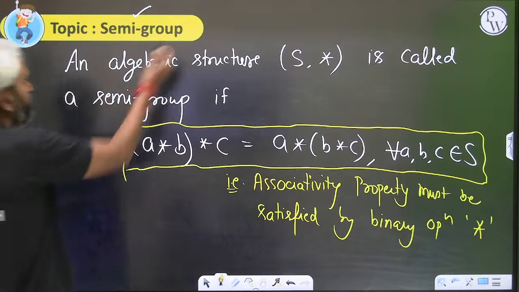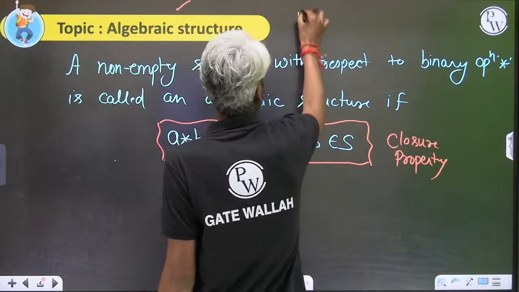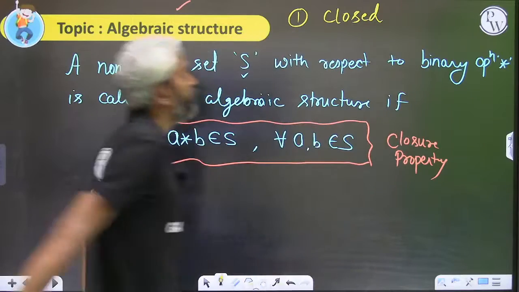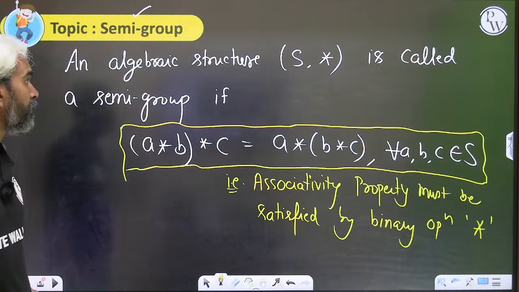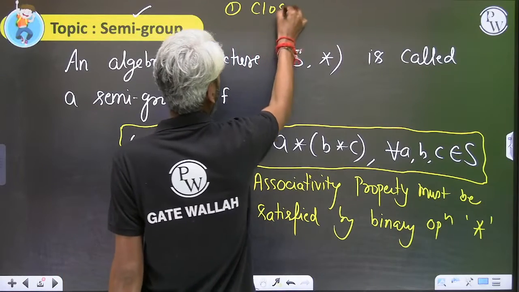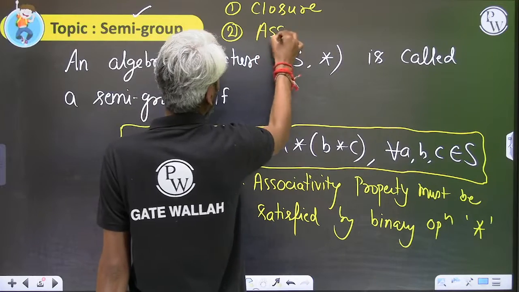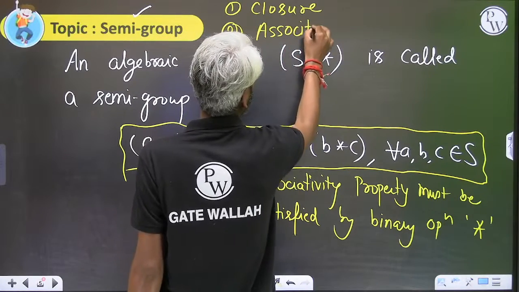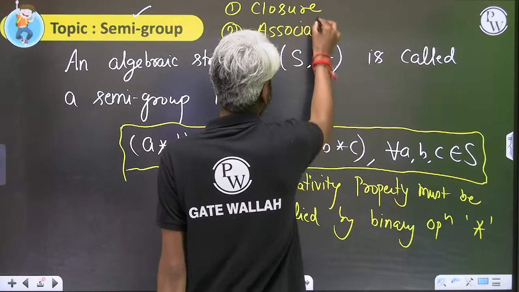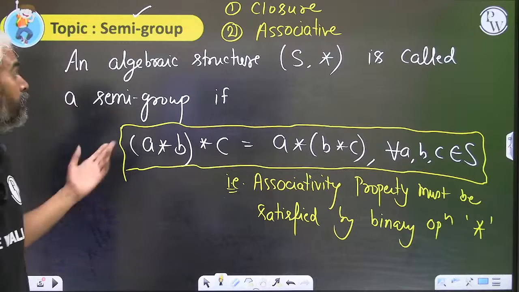So what does it mean, sir? We can simply say, if we talk about algebraic structure, then the only property that must be satisfied is the closure property. For a semigroup, two properties are required. First one is the closure property. Second one is the associative property. If both the properties hold true, then the set with respect to binary operation will be called a semigroup.